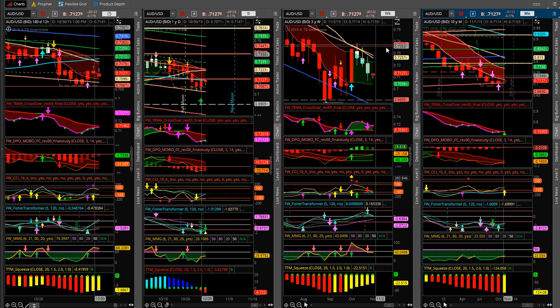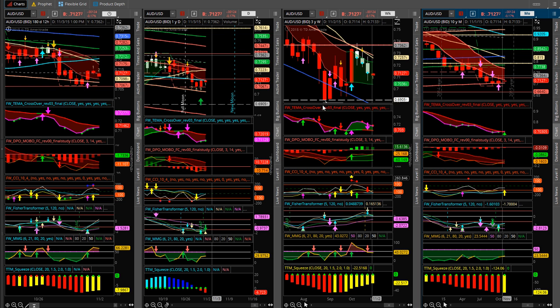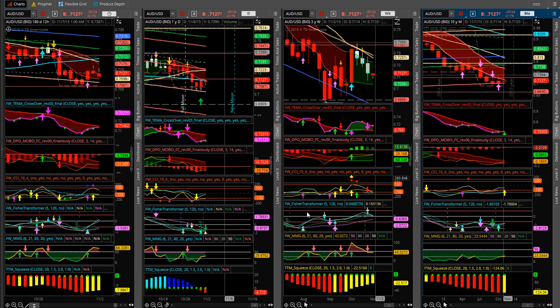This level right here, that's the 87.5 right here from the low on the weekly. So let's see how it pans out, but I'll keep an eye on the Aussie dollar.